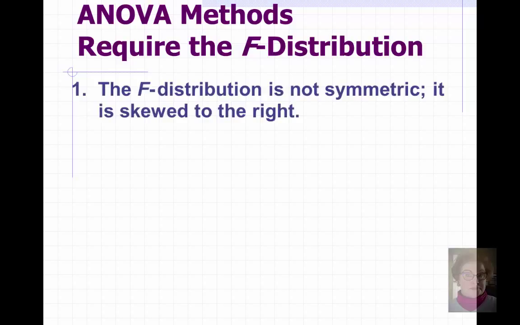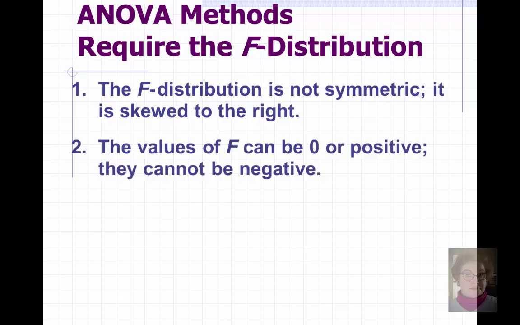When we do this, we're going to use an F distribution, and it's not symmetric. It's a little bit similar to our chi-squared distribution because it's skewed to the right. None of the values will be negative. 0 or positive are the possible values, and all the tests will be right-tailed tests.